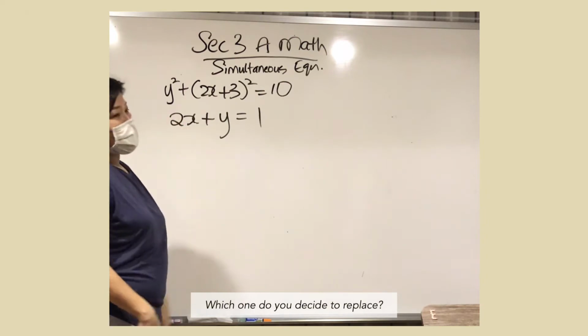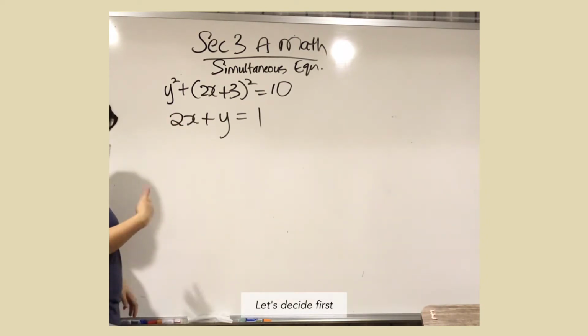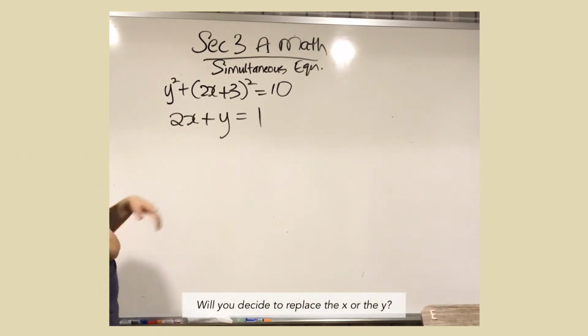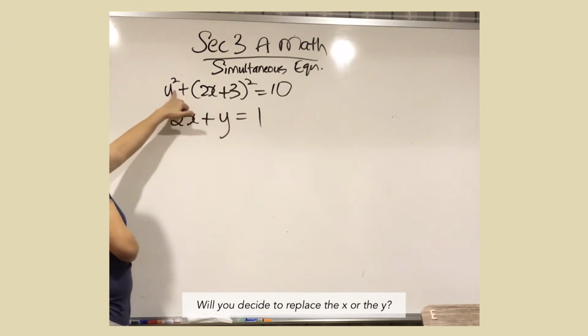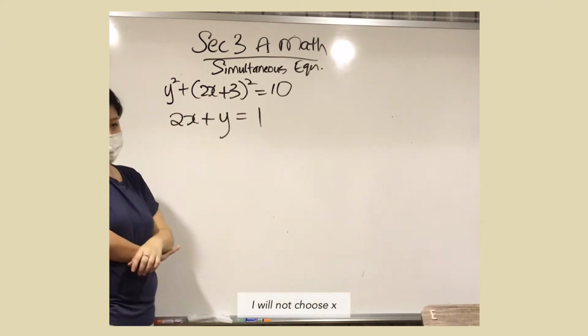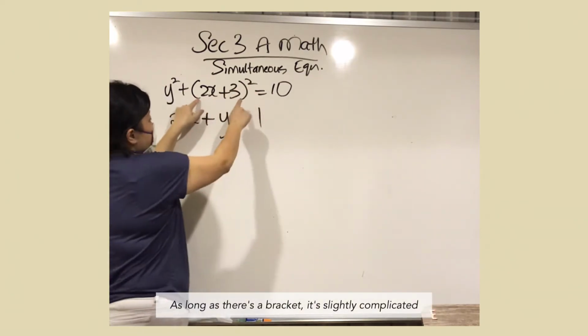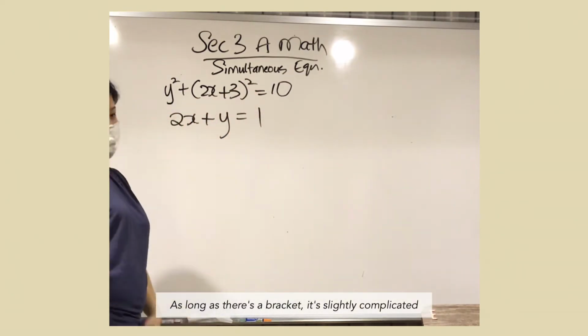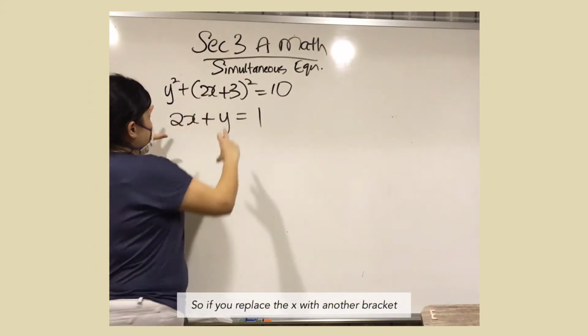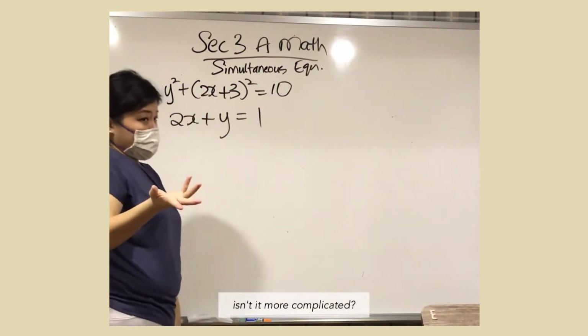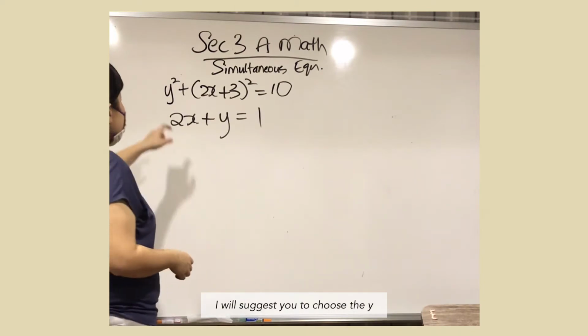Which one do you decide to replace? Let's decide first. Do you decide to replace the x or the y? I will not choose x because it's a bracket square. As long as there's a bracket, it's slightly complicated. So if you replace the x with another bracket, isn't it more complicated? I will suggest you choose the y.